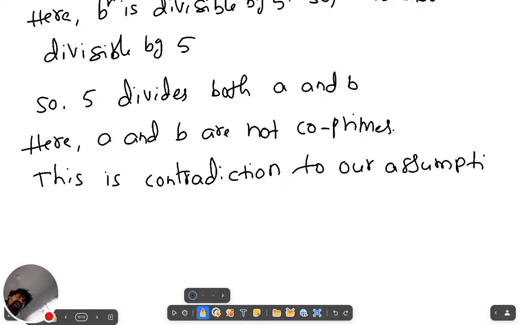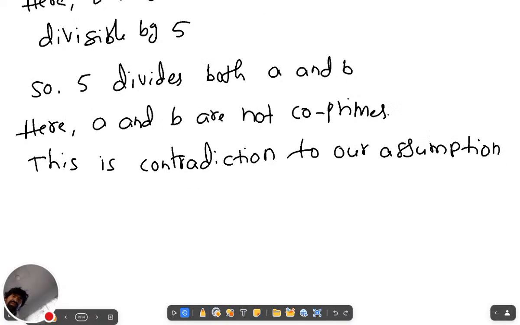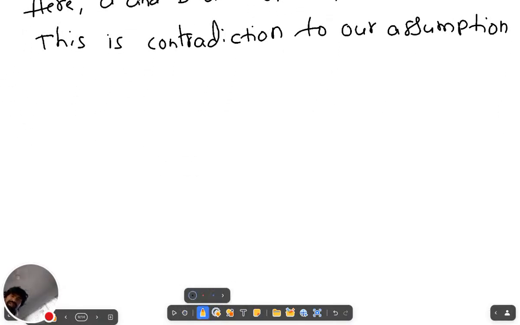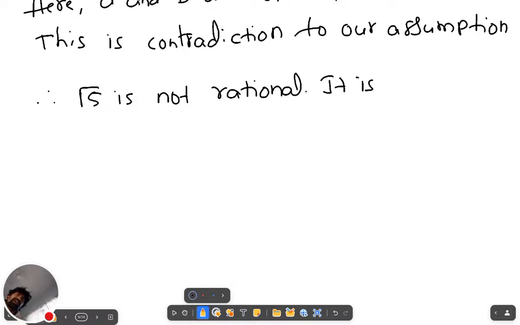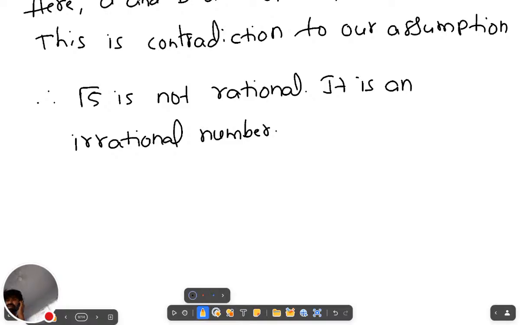So this contradiction has arisen because of our wrong assumption. Why has this contradiction arisen? Because of our wrong assumption. Therefore, we can say that root 5 is not a rational number. It is an irrational number. So this is the solution for this question. Okay, let's see the next question.